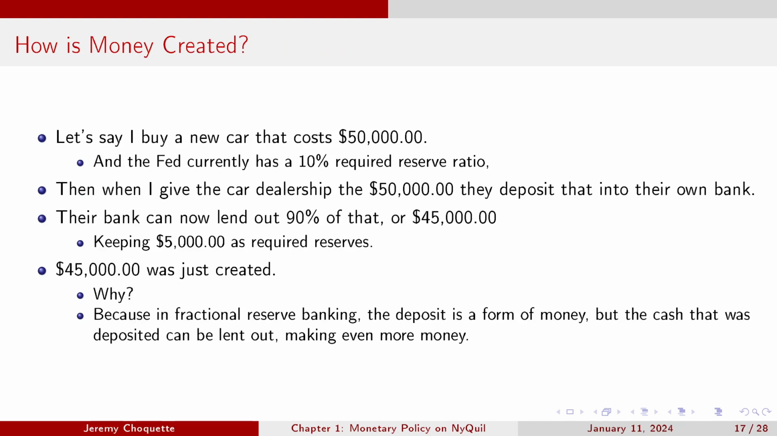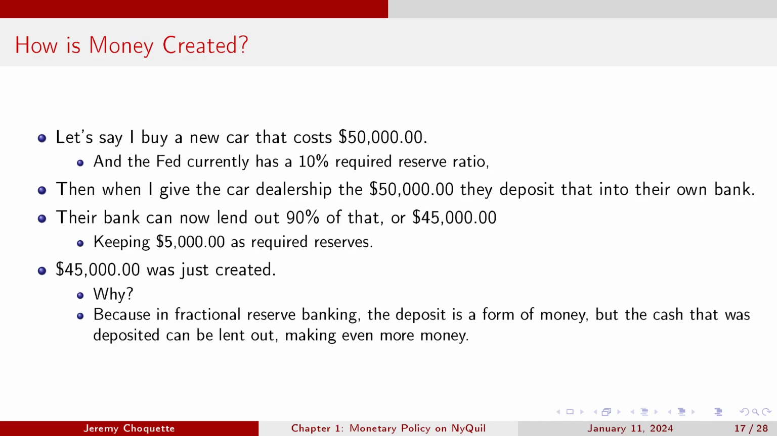So how does money get created? Because I've talked about it a lot, but it's always kind of passively, money gets created by X, Y, and Z, and that's that. How does this actually work? Well, let's say I buy a new car, and it costs $50,000. The Fed's got a 10% required reserve ratio. I'm going to give that car dealership the $50,000. They're going to deposit that into their own bank. Now, their bank can lend out, let's say, 90% of that, or $45,000. And they have to keep $5,000 as required reserves to make sure there isn't a big run on the bank.